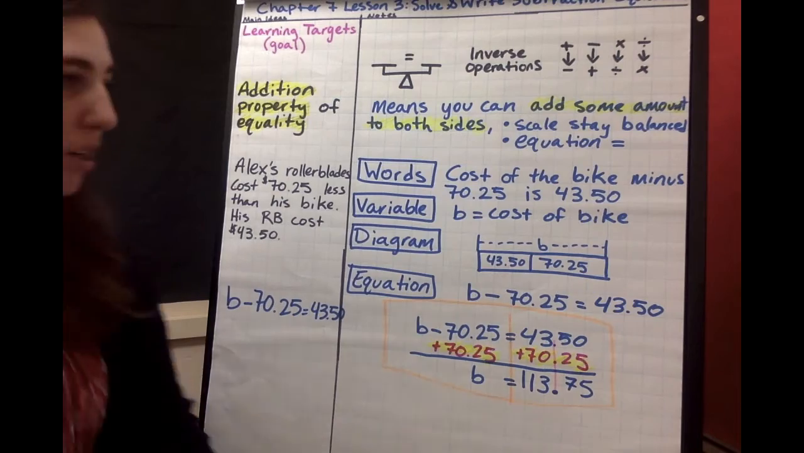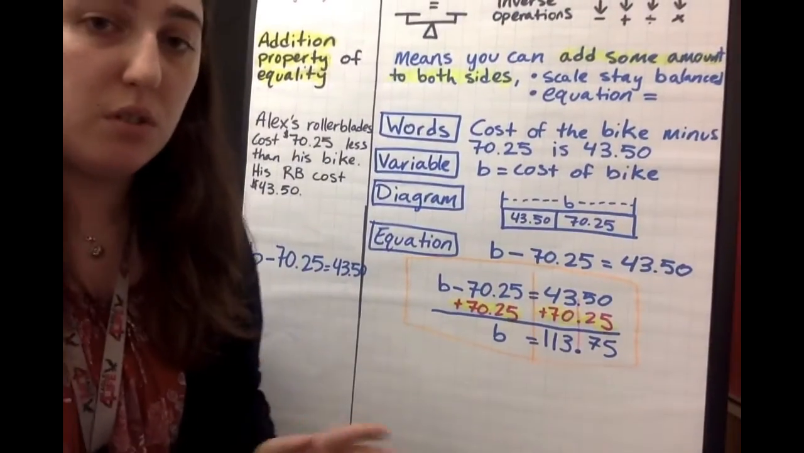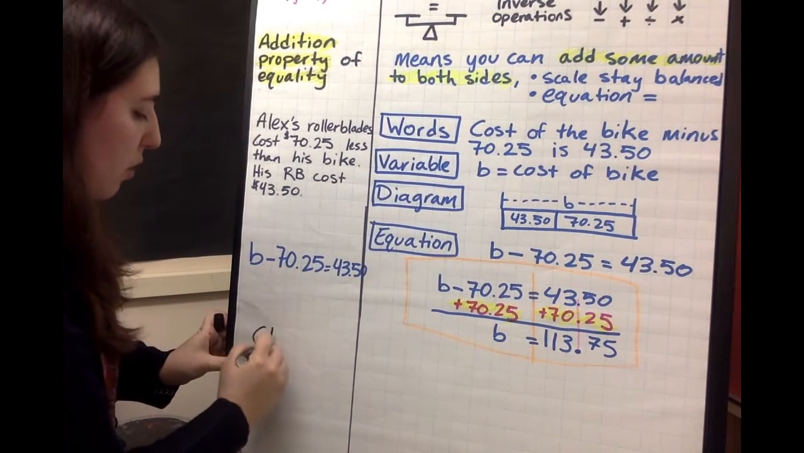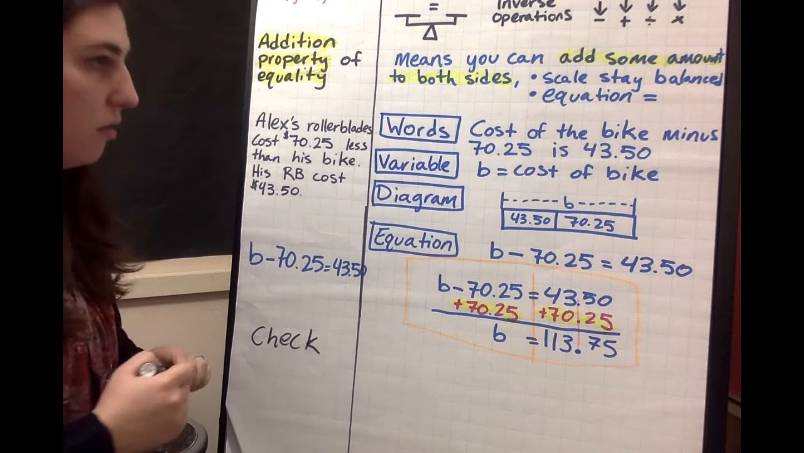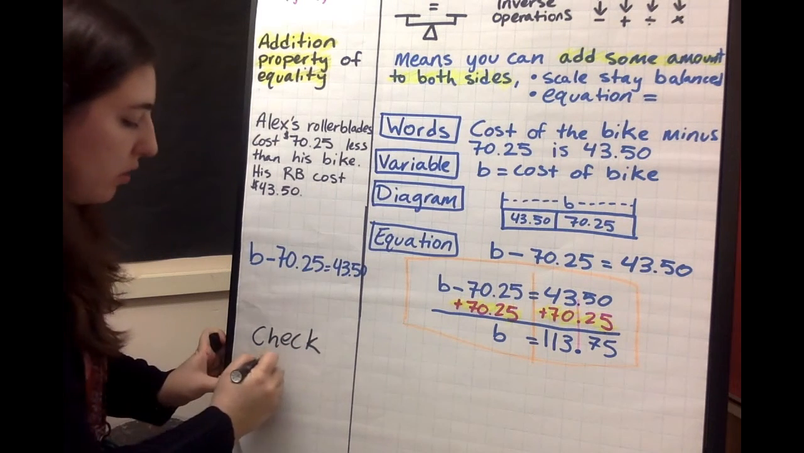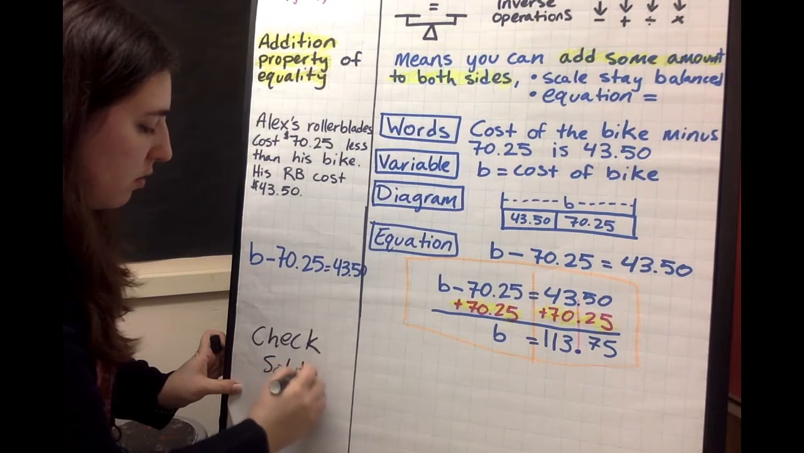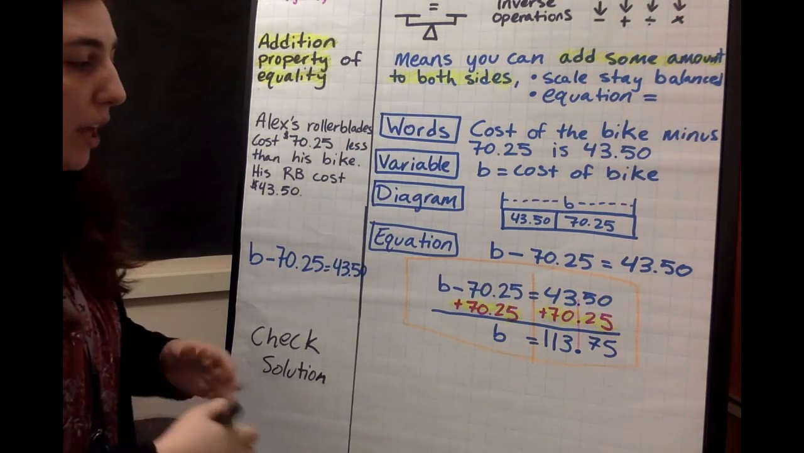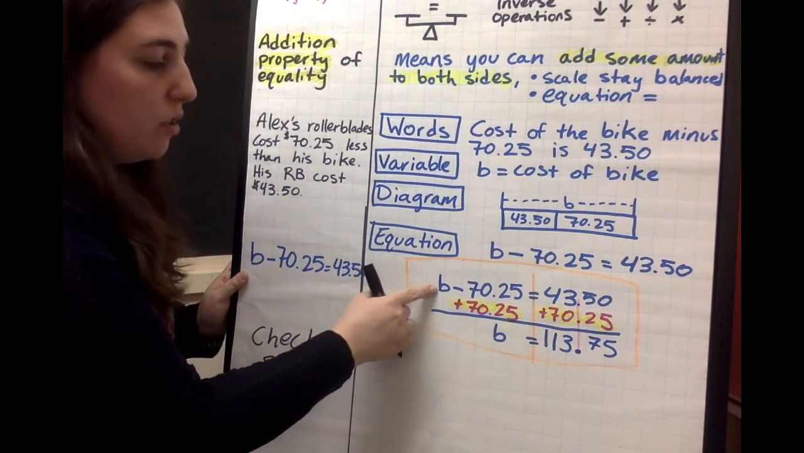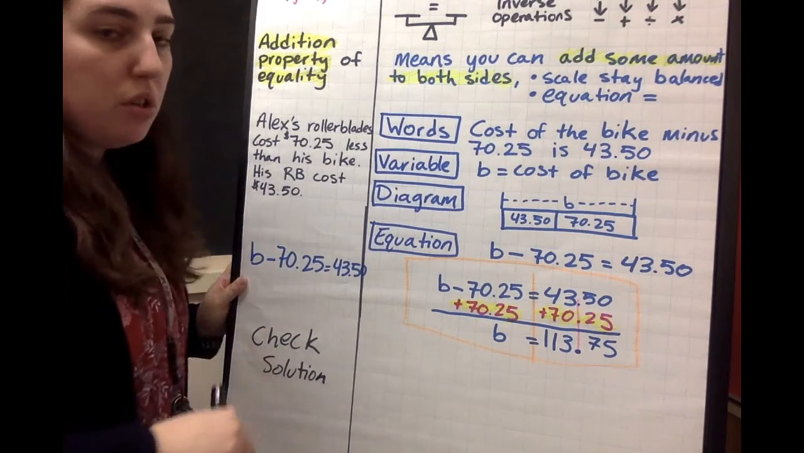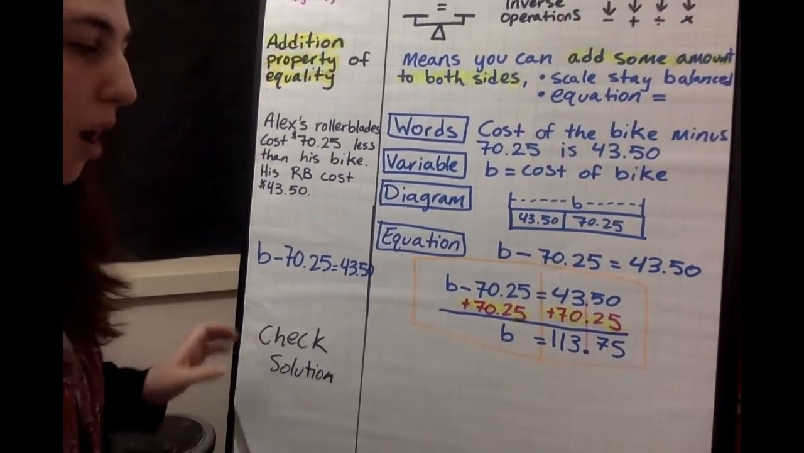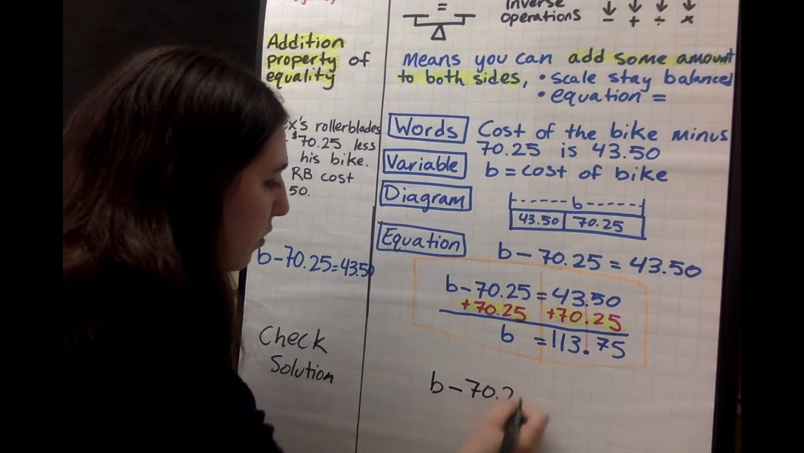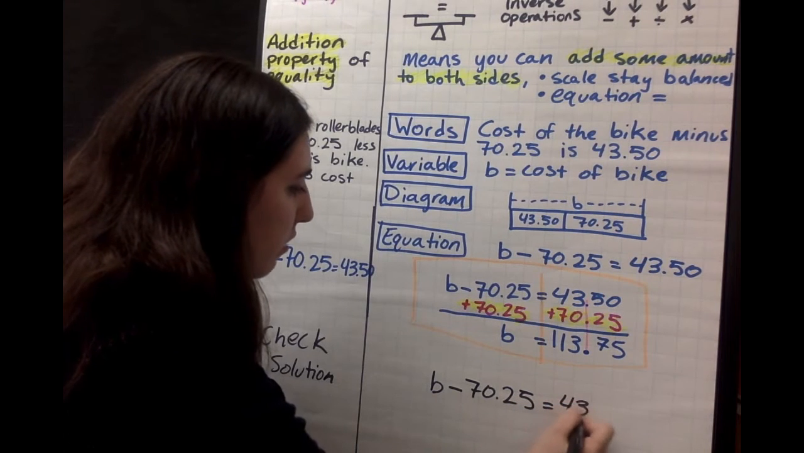All right, very last thing I want to show you guys is how to do your check, okay? So we always need to do our check to make sure we got the answer right. So in our check, we're going to check the solution. To check the solution, we are going to plug this solution back into our variable in the original problem. So I'm going to rewrite this. B minus 70.25 equals 43.50.